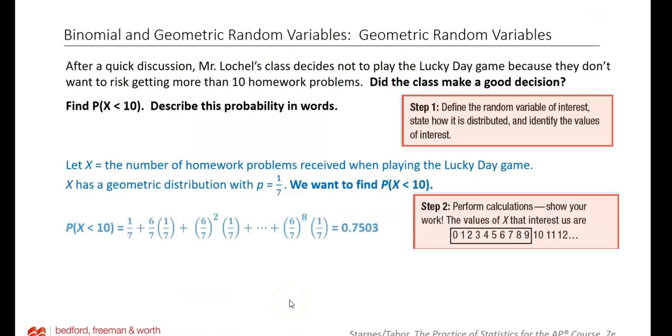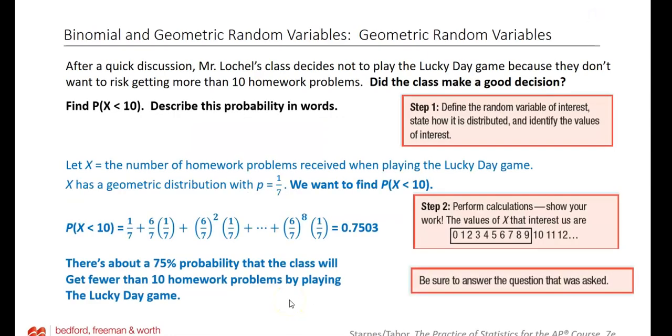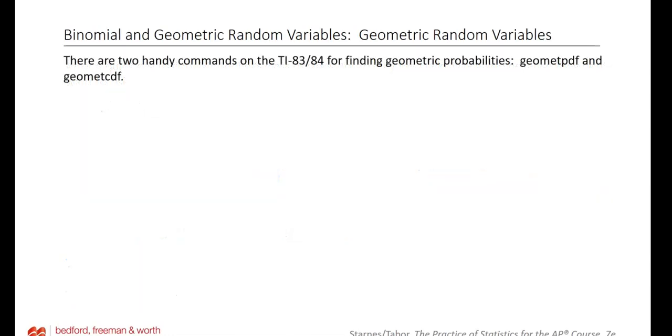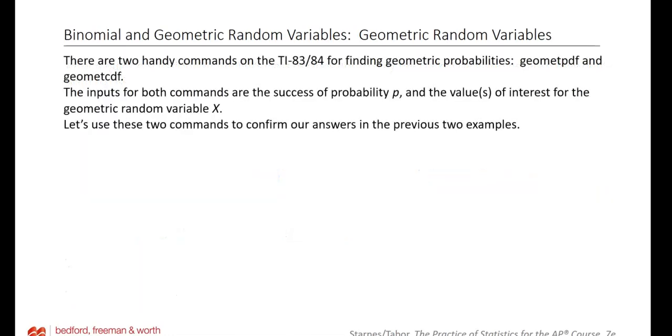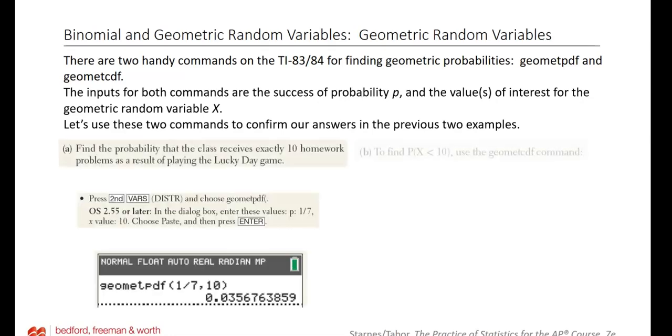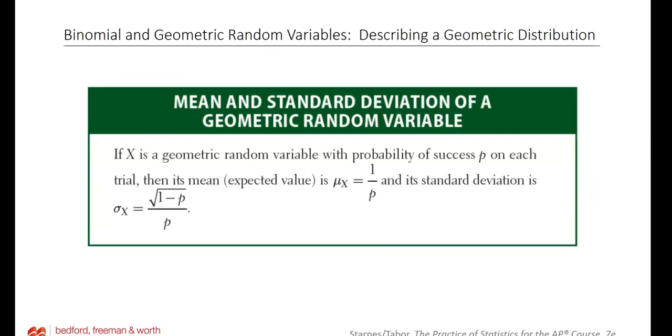So they did it the long way. They got 0.7503. We did it the shortcut way and got that. There's a 75% chance the class will get fewer than 10. So if they play the game, there's a pretty good likelihood they're going to get less than 10, but they do have the possibility of getting more than 10 homework problems. So there is that. We just did that on our calculator.